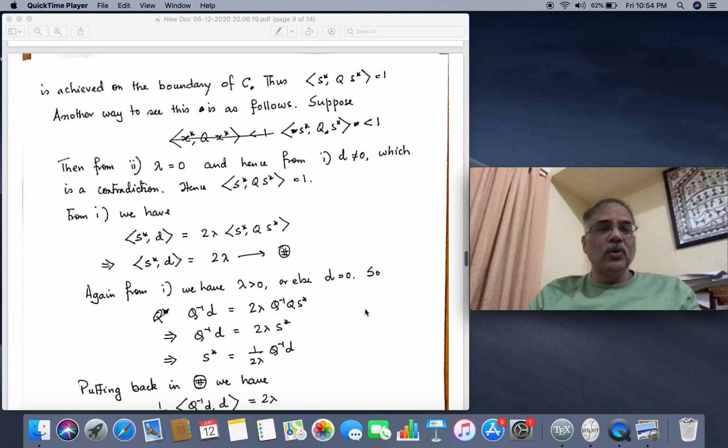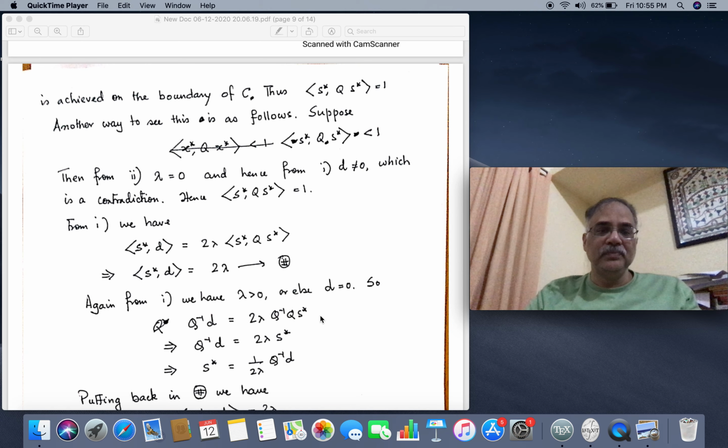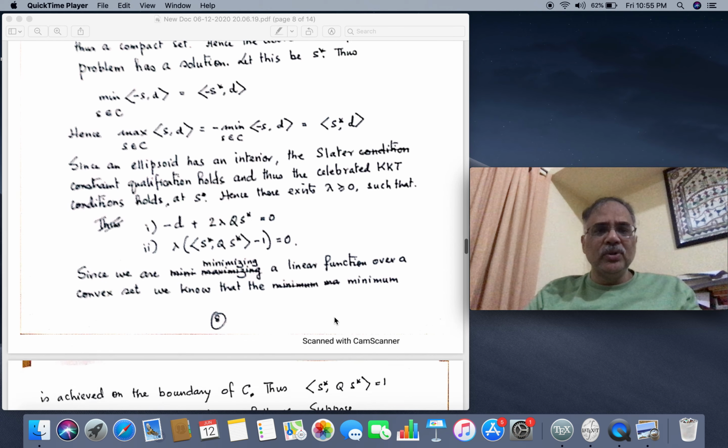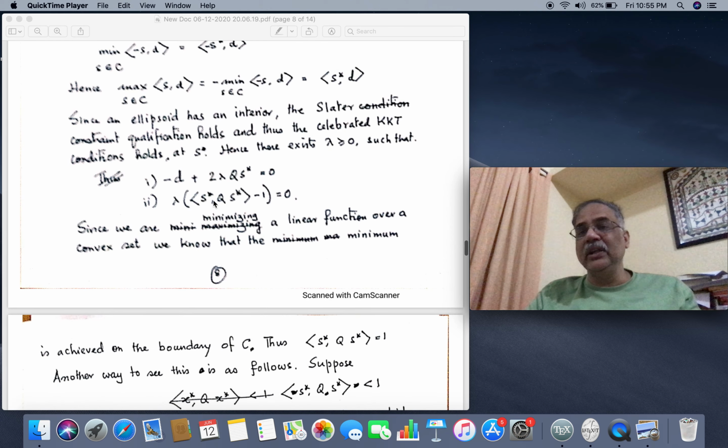Then I take the first equation, move d to the other side, and take the inner product with respect to s star. And I know that s star^T Q s star is equal to 1, so I get s star^T d equal to 2 lambda. Also, if I put lambda equal to 0, I again have d equal to 0. So lambda cannot be 0, so lambda has to be positive.